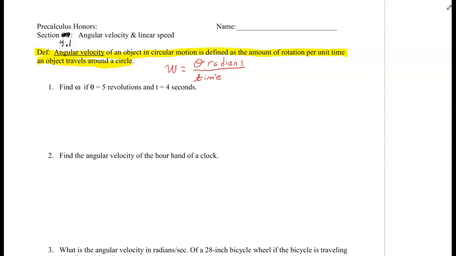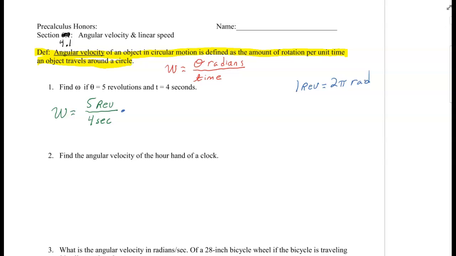So angular velocity is defined to be radians over time. So if you look at problem number 1, if an object is traveling 5 revolutions every 4 seconds, we want to find the angular velocity. So right now, I have 5 revolutions over 4 seconds. So I think of this as a chemistry problem. I need to convert revolutions to radians. So I know that 1 revolution is equal to 2 pi radians.